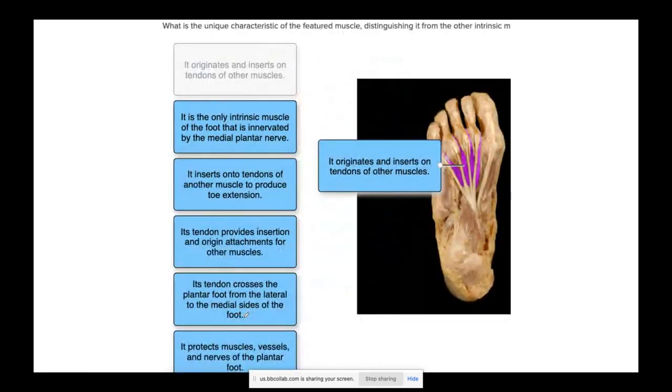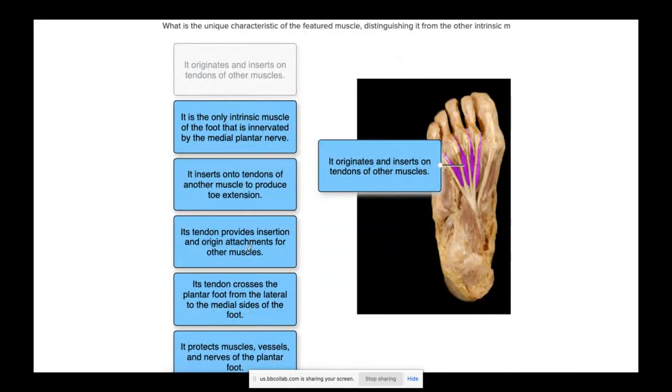What is the insertion? So now they're asking, what is the insertion of the Achilles tendon? What's the name of that bone? The calcaneus. It's not the lateral malleolus, that's here. It's not the medial malleolus, that's here. And it's not the navicular, that's an odd bone.